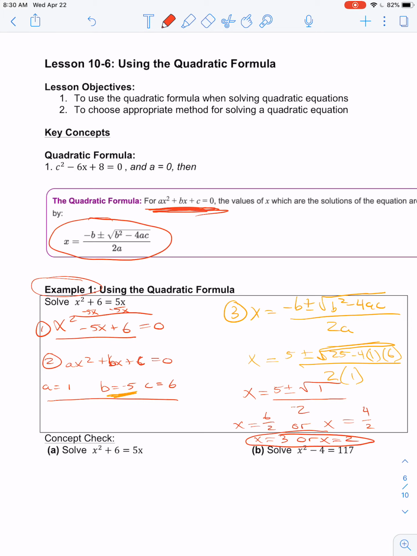So you're not always going to have perfect solutions, but again, just make sure you get everything onto the left-hand side or the side that you want to solve for. And then make sure that you get just the numbers, right? Ax squared plus bx plus c.